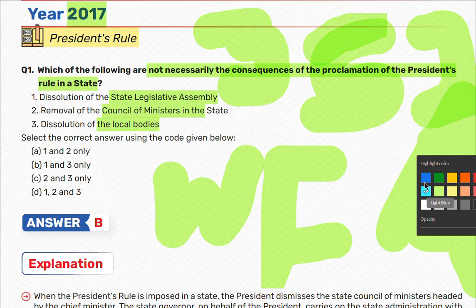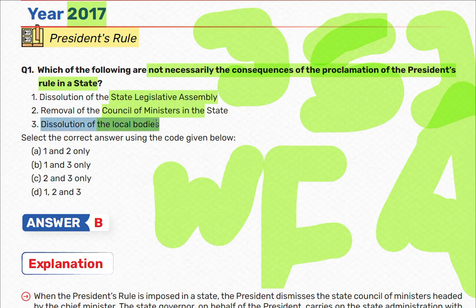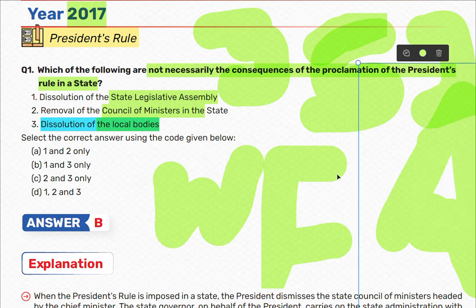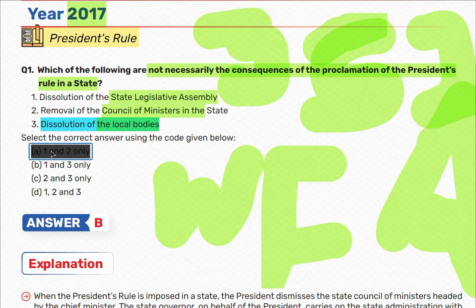Whenever President's rule is imposed in the state, it has nothing to do with the dissolution of local bodies. Local bodies will remain as they are, even if President's rule is imposed in a state. So this is correct: it is not necessarily the consequence of the proclamation of President's rule. We are just choosing the 100% accurate statement. So 3 is correct, so let us remove the option which does not contain 3. We are able to eliminate A.